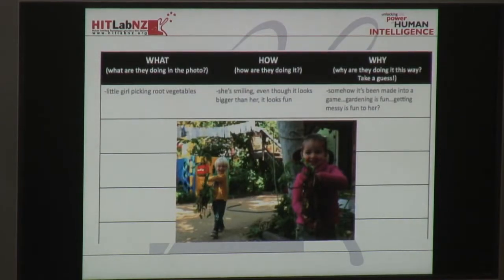So for example, in this picture here, what's happening? Well, it looks like this little girl here is picking up carrots. And then how is she doing it? Well, she's smiling. It's bigger than her, so it looks like she's having fun. And so why do you think they're doing that? Well, somehow it's been made into a game, so somehow gardening has been made to be fun. So by asking those 3 questions, you can get a deeper level understanding of what's going on and why the situation might be going on.